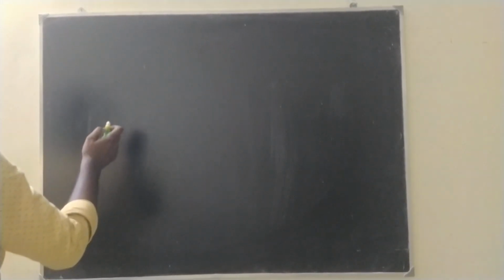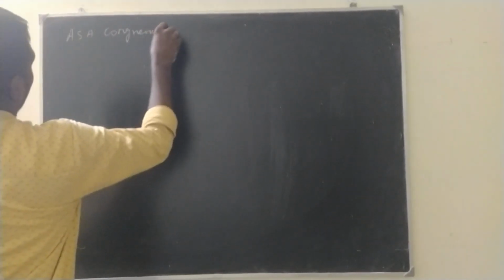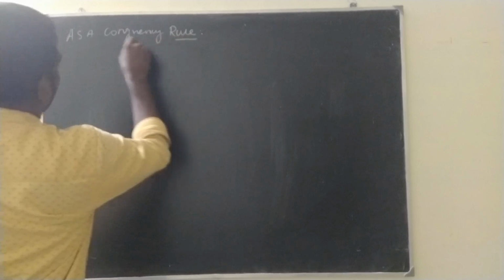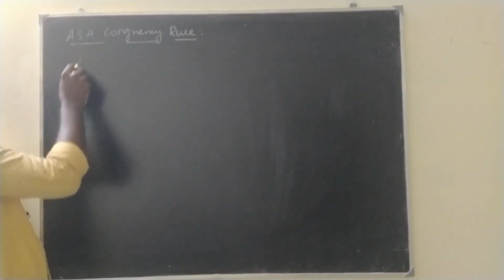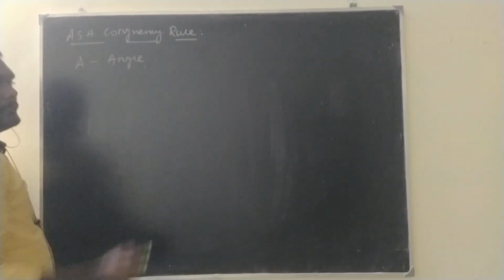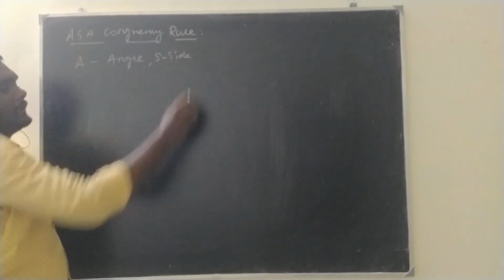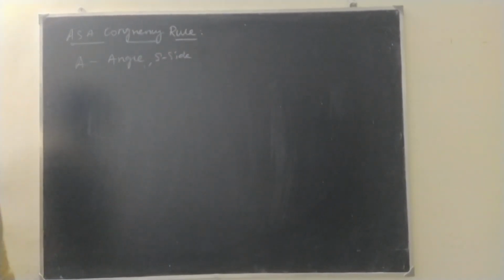The next congruency axiom is the ASA congruency rule. As I told you before, this A in ASA stands for angle and this S stands for side. It means the angle-side-angle congruency rule.